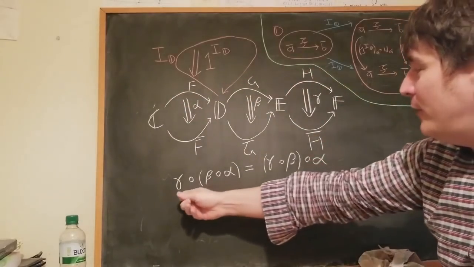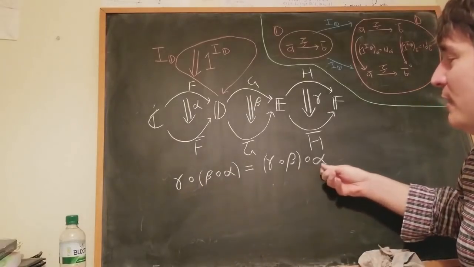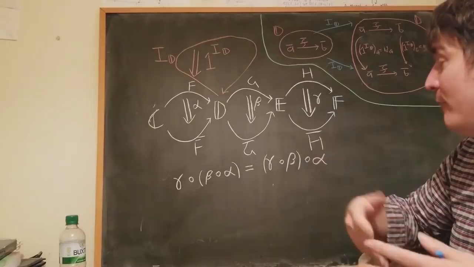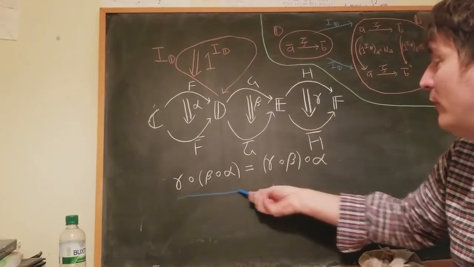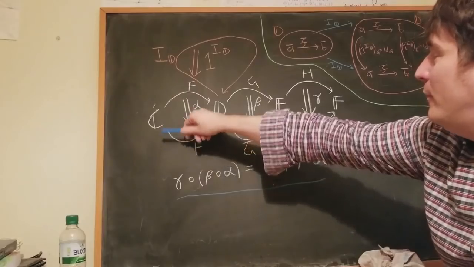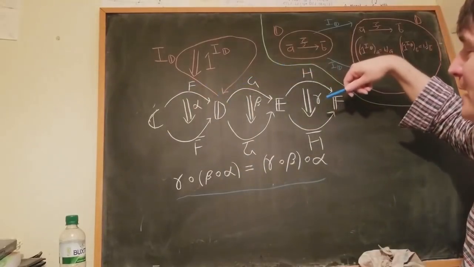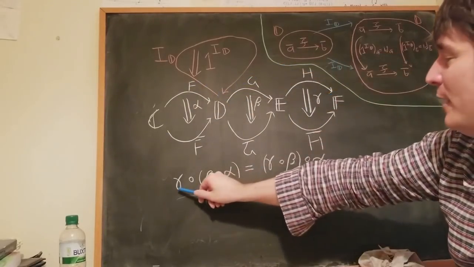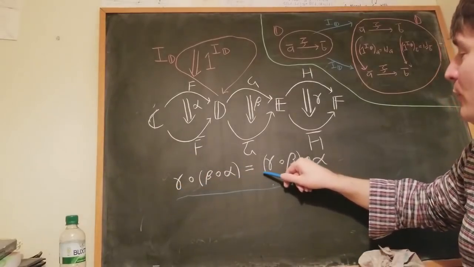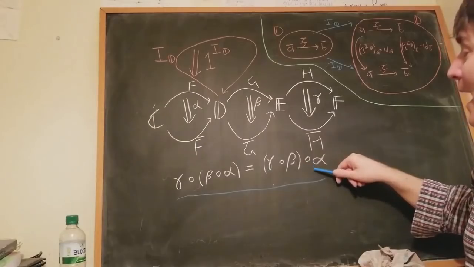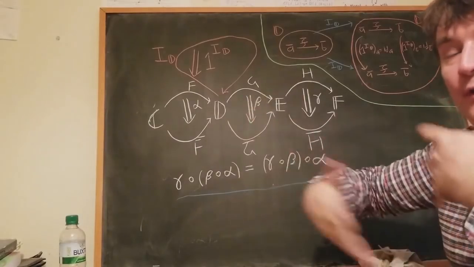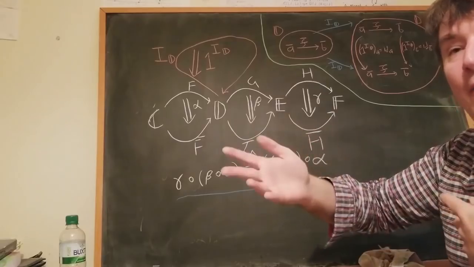Well, it turns out that horizontal composition of natural transformations is associative. Okay, so we have this kind of condition. When we have these parallel functors in a chain like this, we have that gamma after (beta after alpha) equals (gamma after beta) after alpha. So we have associativity with these new arrows.